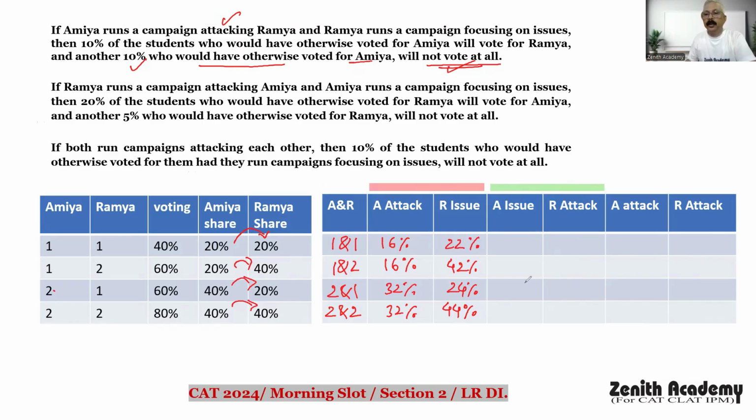So now it is given Ramya runs a campaign attacking. So Ramya is in attacking mode and Amya is focusing on issues. Then 20% of the students who would have otherwise voted for Ramya will vote for Amya. So now, 20% of this. 20% is 4. So 20 plus 4, it is 24.